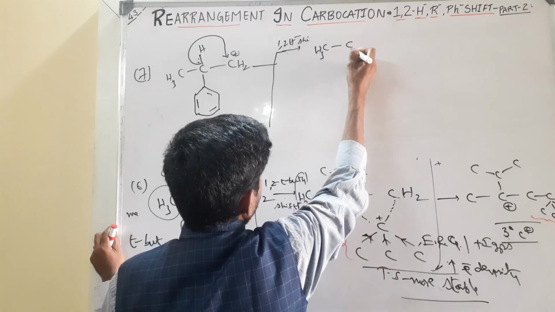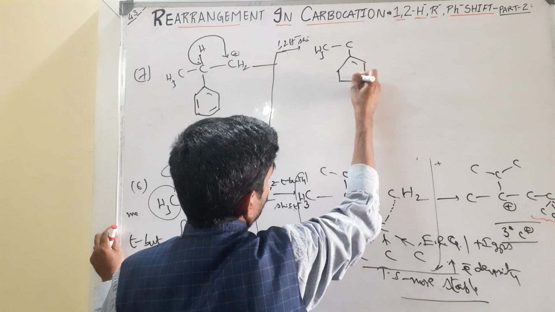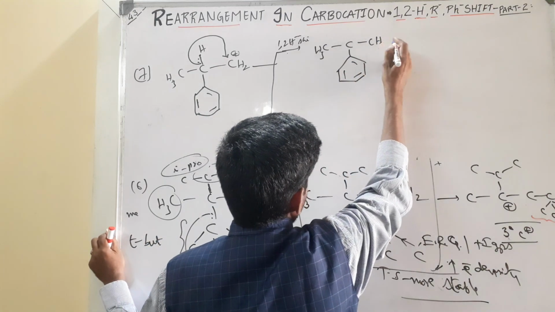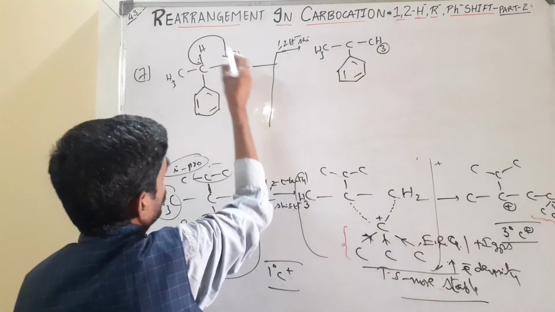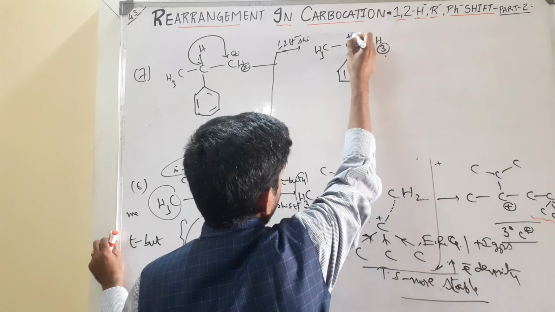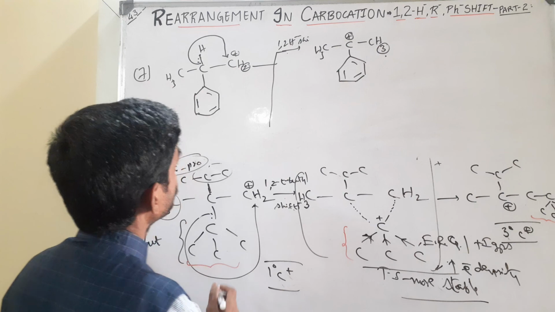CH3. And here carbon, and here phenyl group is there. And here CH2. And CH2 becomes what? CH3, because this hydrogen is bonded here now. So 2 becomes 3. Then this carbon gets positive, right?